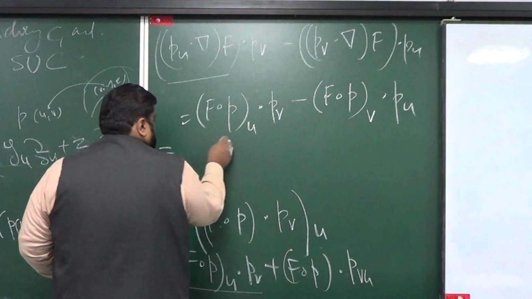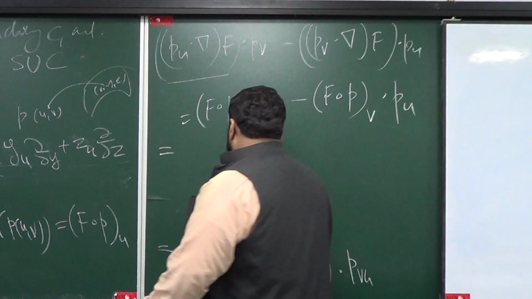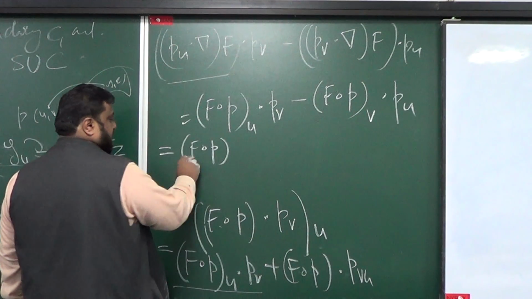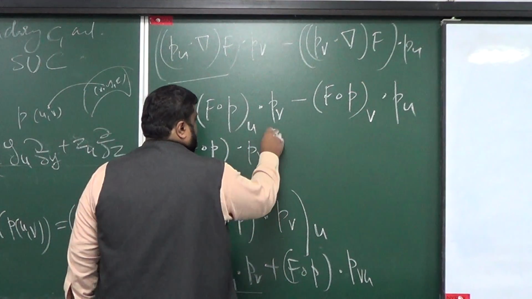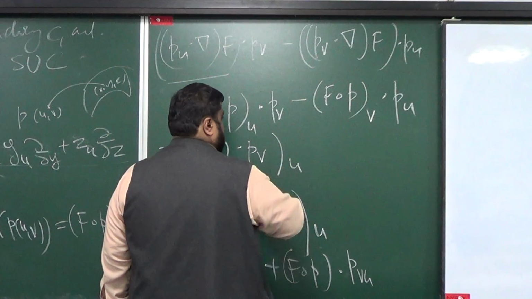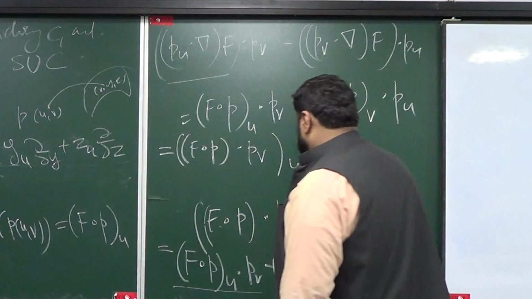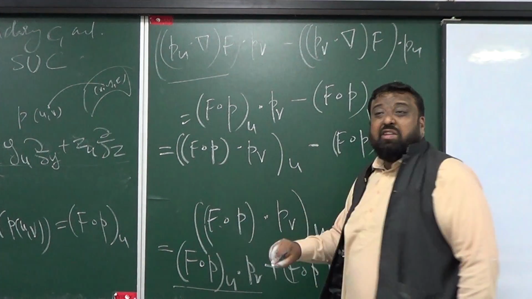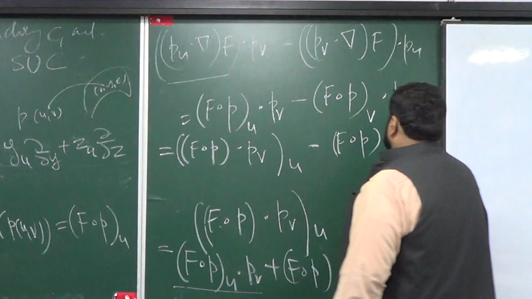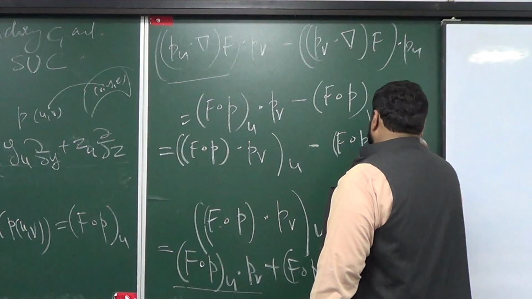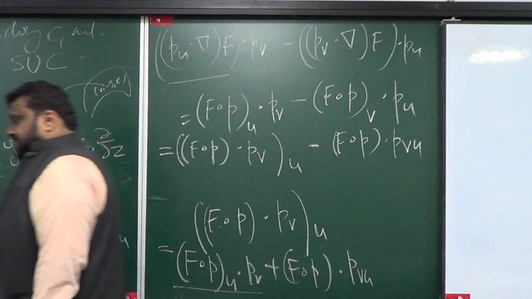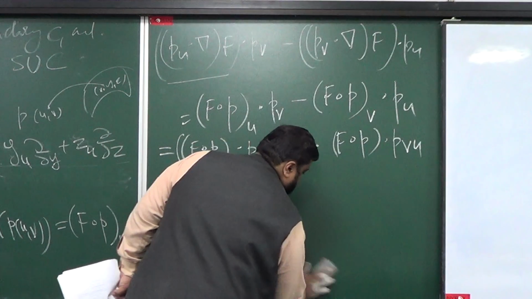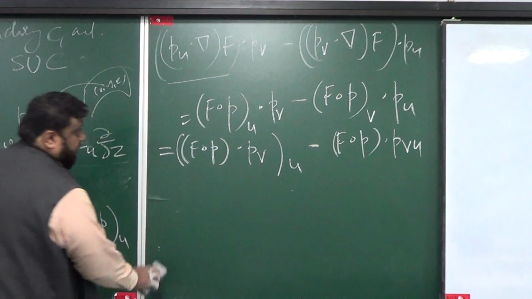So what would the first term be converted into? I just know that this is the same as F composition P dotted with PV, taking the partial derivative with respect to U, minus F composition P dotted with PVU. What's the benefit of it? We're going to see a benefit in a minute.